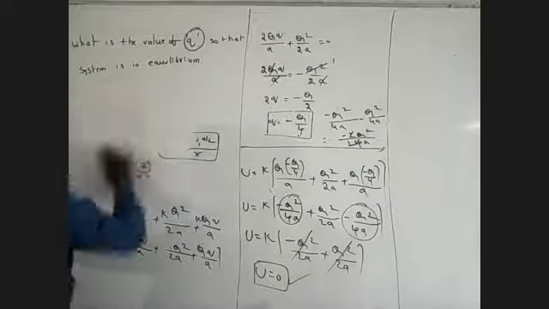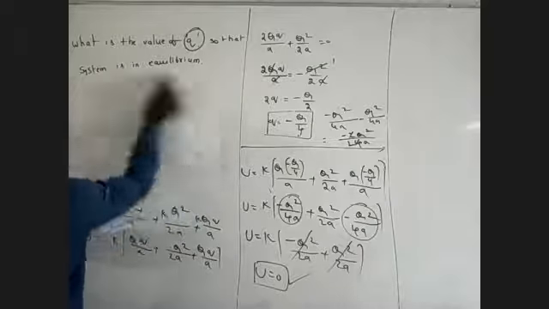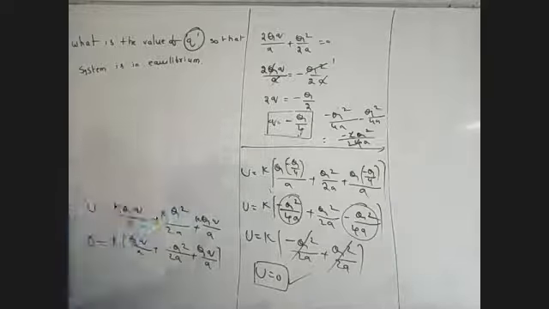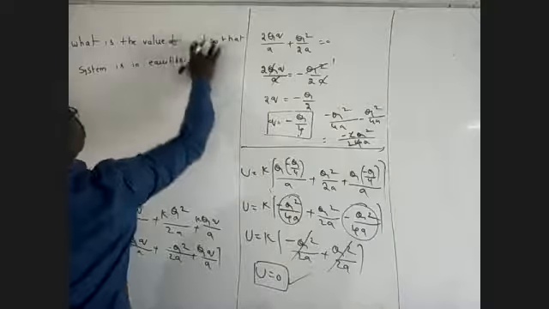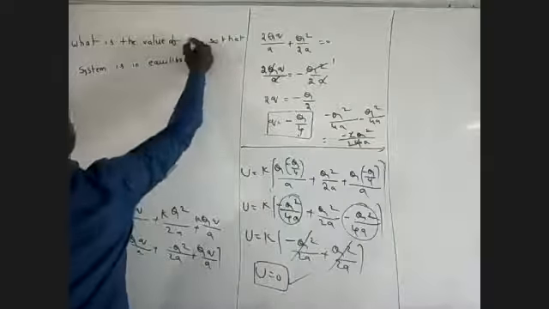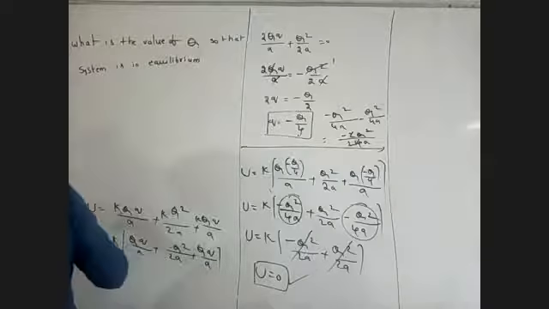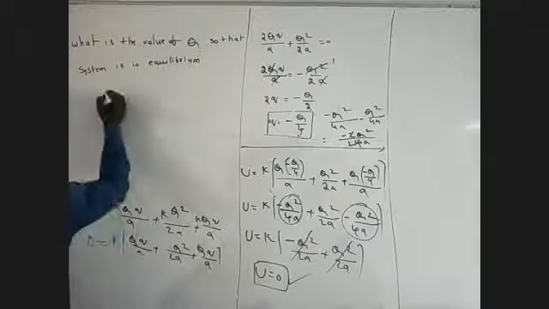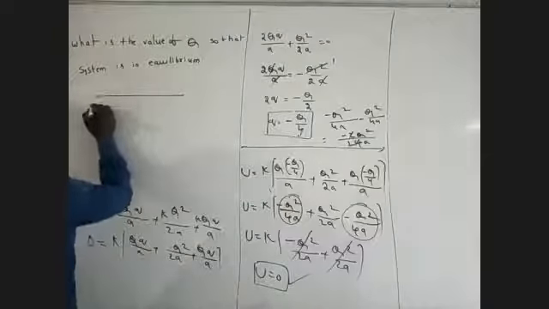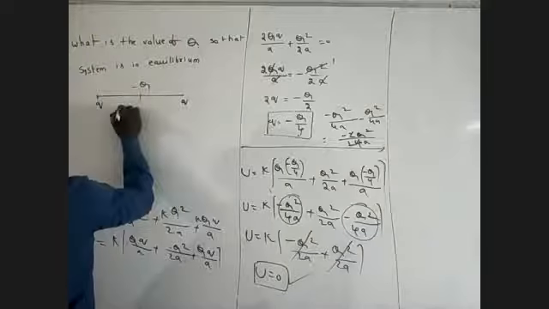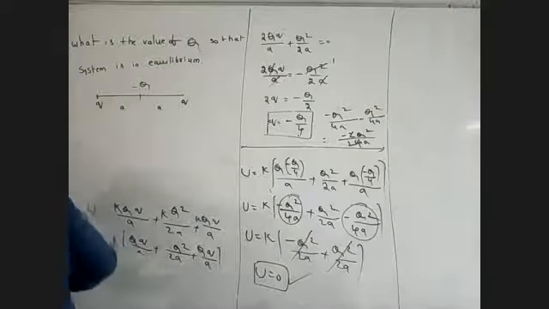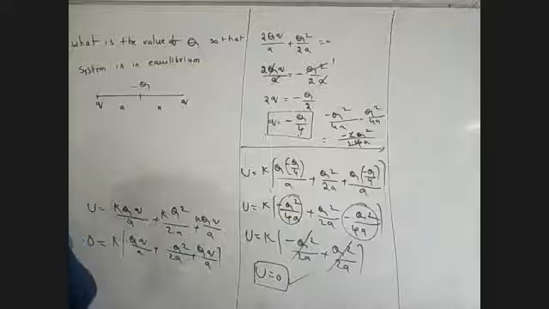Next problem. Here I'm taking a capital Q. Next, another problem, capital Q. So the system is in equilibrium. The system is: this is Q, this is Q, this is minus Q. The distance between the two charges is a.